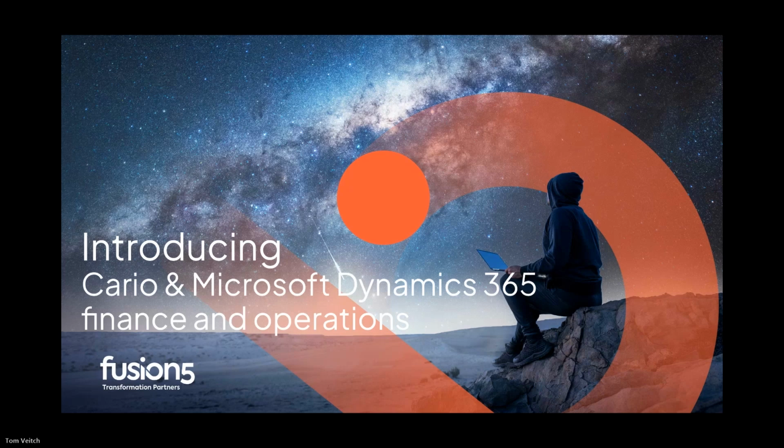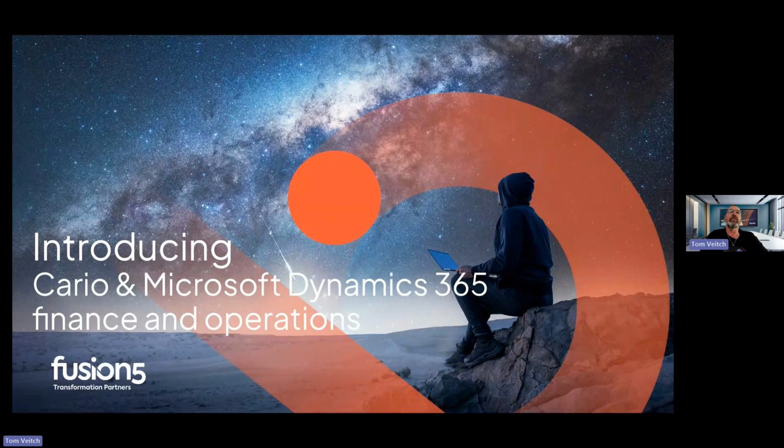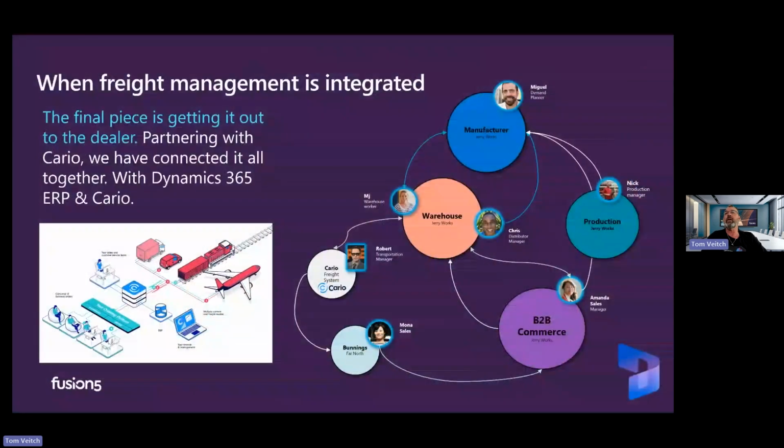Thanks, Gareth. Morning, everybody. It's quite an exciting thing that we're going to be showing you today. We're introducing Cario and Microsoft Dynamics Finance and Operations, which is all about freight and when freight is integrated into F&O. When freight management is integrated, it's the final piece of your system. When the orders come in and get routed out to your customers, we need to be able to have freight content and have it put onto a carrier and sent out to our customers.